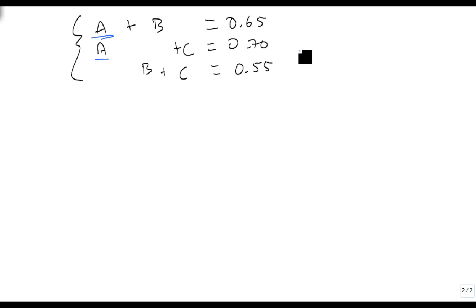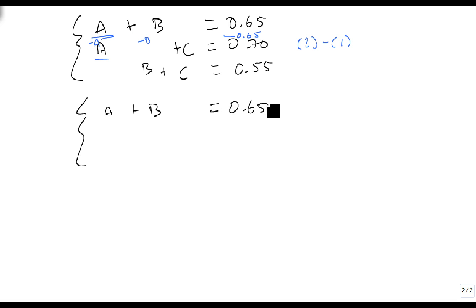So we already have an A here. We now need to get rid of this A, so we're going to take 2 minus 1. The A is missing from 3, so we don't need to modify 3 at all. So we're going to get minus A, minus B, and minus 0.65. So now I get the equation A plus B equals 0.65. Minus B plus C is 0.05. And B plus C is 0.55.